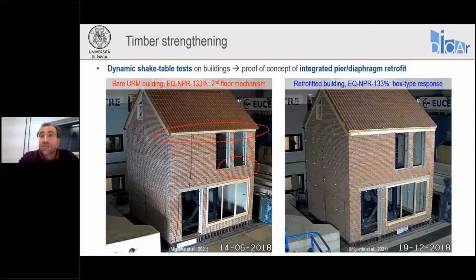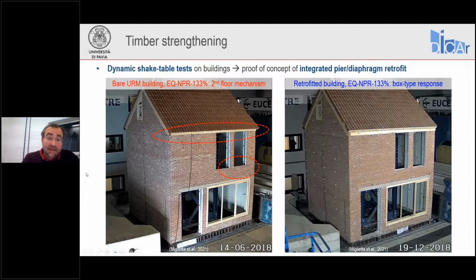The ground motion that was chosen was compatible with what is expected in the Netherlands region of Groningen, where they have a problem with induced seismicity due to gas extraction. So it's not a long natural earthquake. It's a very short earthquake, but for this type of construction it may cause some damage. Now, here we went to 133% of the intensity associated with a 2,500 years return period. And I will show you now the video.